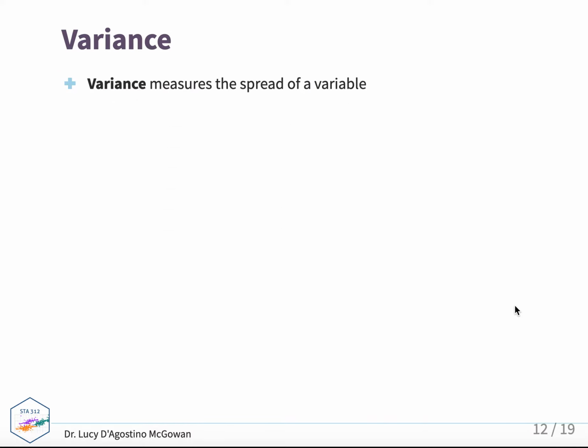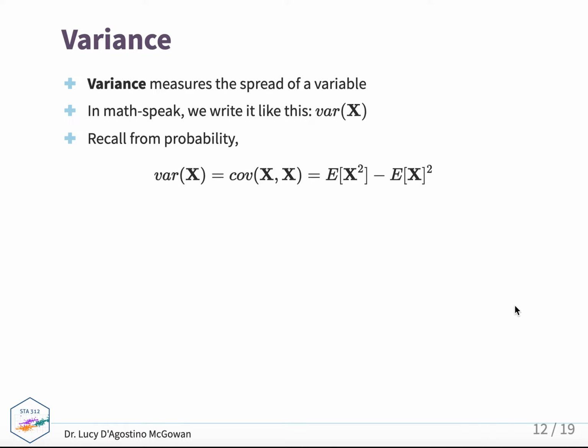All right, so variance measures the spread of a variable. In math speak, we write it like this, with VAR of x, for example. And you'll recall from probability that the variance of x is equal to the covariance of x and x, which is equal to the expectation of x squared minus the expectation of x, quantity squared. So in the first case, the square is inside the expectation, and in the second case, the square is outside the expectation, and that's important because these two are not necessarily equal. The expectation of x squared is often not equal to the expectation of x with quantity squared.